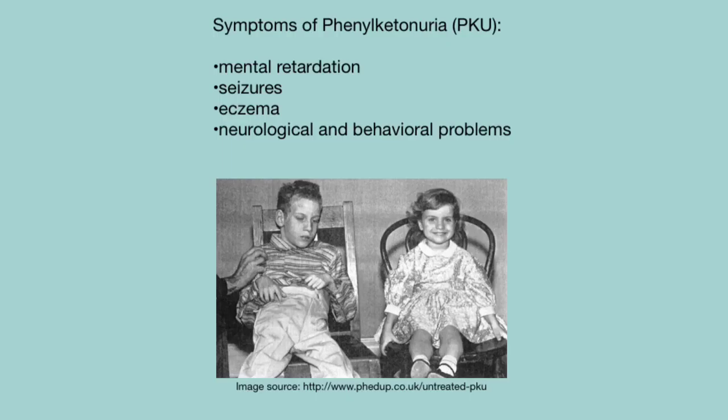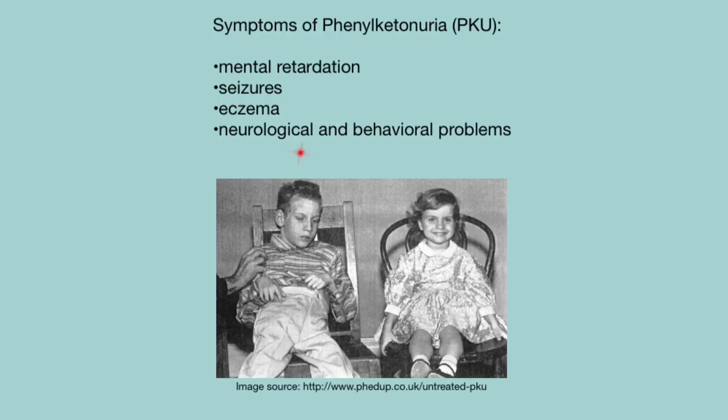Typically, today, these consequences are uncommon because of early blood tests or urine tests in newborns. If the disorder is caught early, then the individual can be placed on a diet low in phenylalanine. Some symptoms of PKU are mental retardation, seizures, eczema, neurological and behavioral problems, but of course, these are only issues if left untreated. So in this picture we have two siblings, the older brother and the younger sister.